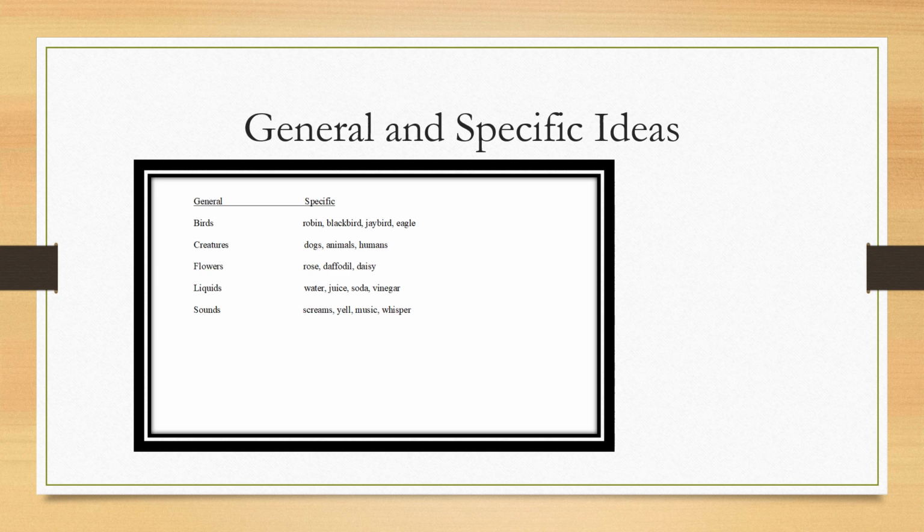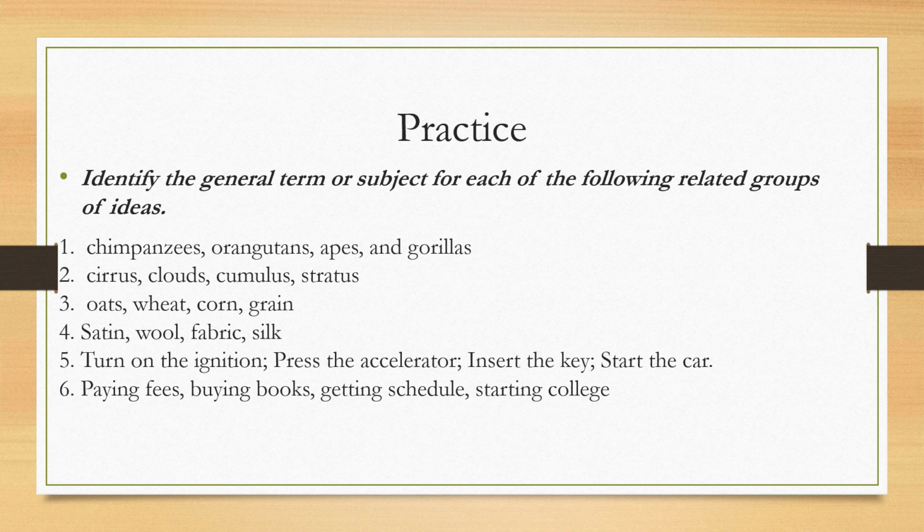Your general idea or your topic will be liquids, and your specific ideas are words that support or explain or give examples of. And so your specific ideas will be water, juice, soda, and vinegar, types of liquids. Your general idea or your topic will be sounds, and then your specific ideas provide you with types of sounds: screams, yells, music, whispers. Let's practice identifying or distinguishing between general and specific terms.